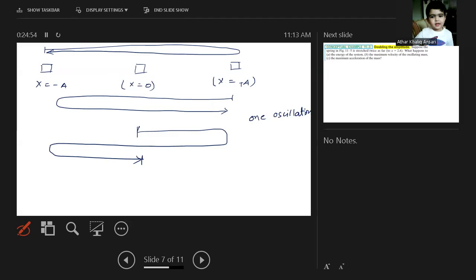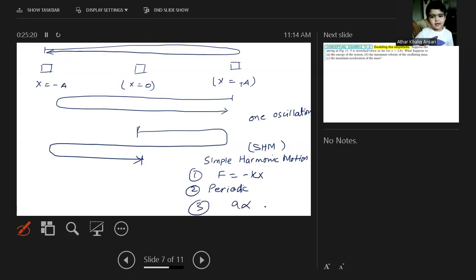Now it comes to what is simple harmonic motion, or SHM. What is simple harmonic motion? We call it SHM. It has three conditions. Number one, it obeys Hooke's law. Number two, it is periodic, it is repeating again and again. And third, very important, acceleration is always toward the equilibrium position and is always negative, proportional to minus x.